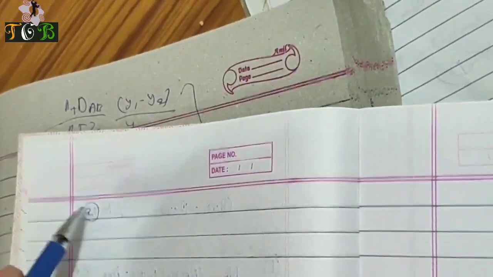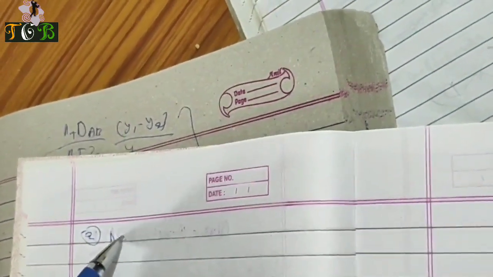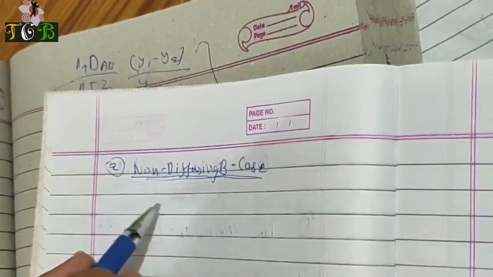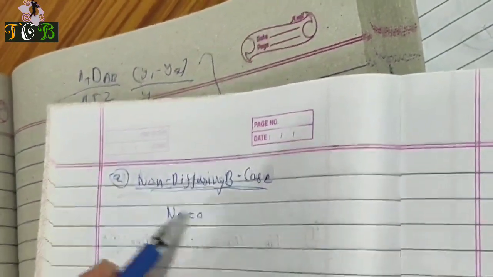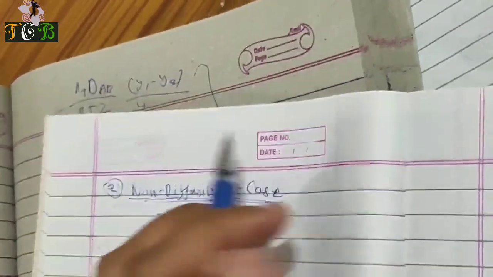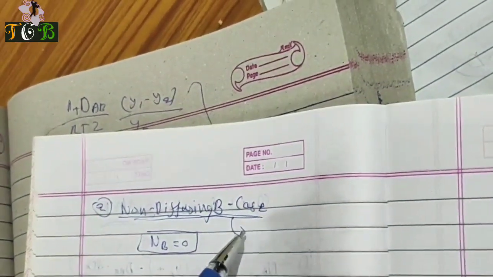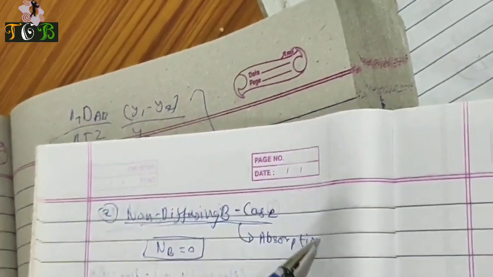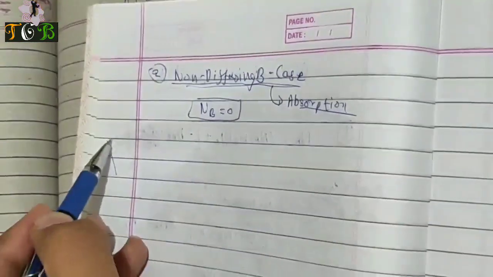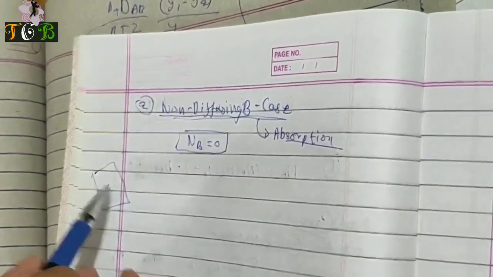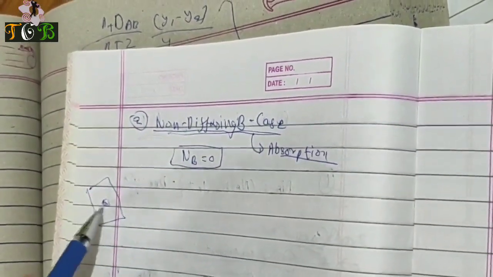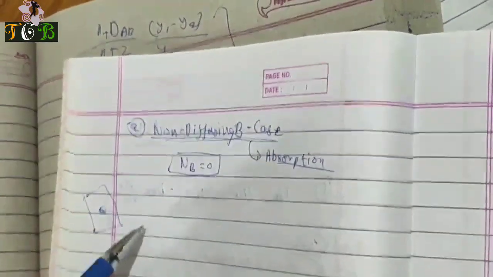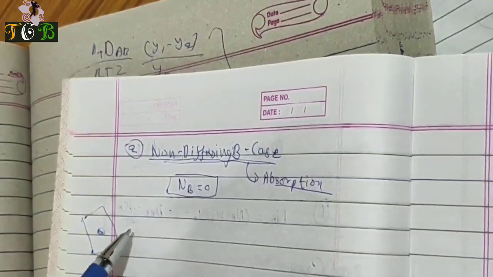Okay, now the second is the non-diffusing B case. So what will happen here is that B will not diffuse, and the example for it, you have to remember, is absorption. In absorption, they will give you that in the absorption column the rate is given, then you have to remember this rate is based on the non-diffusing B case. So what will the rate be, we will just remember the formula.